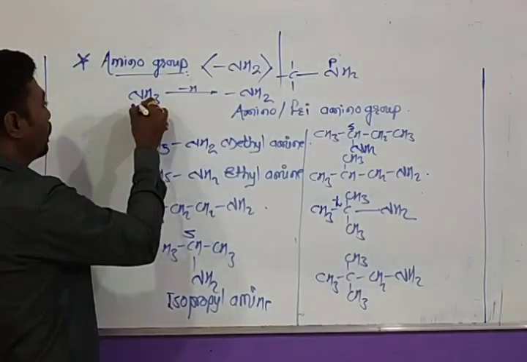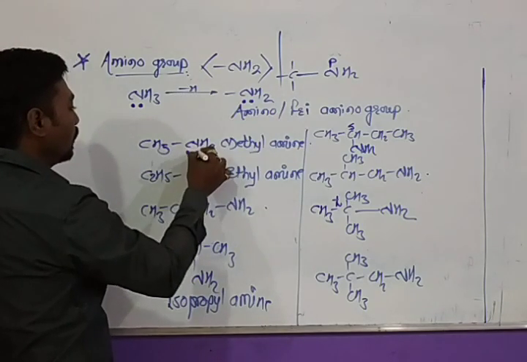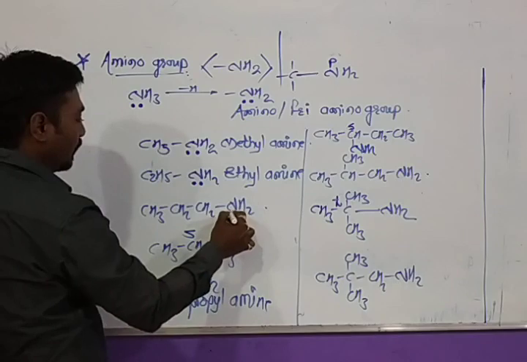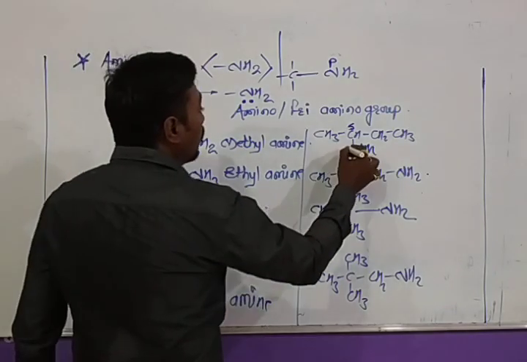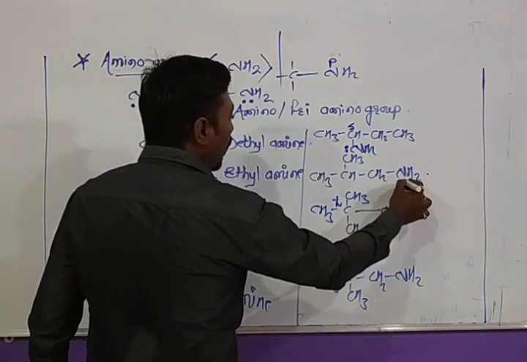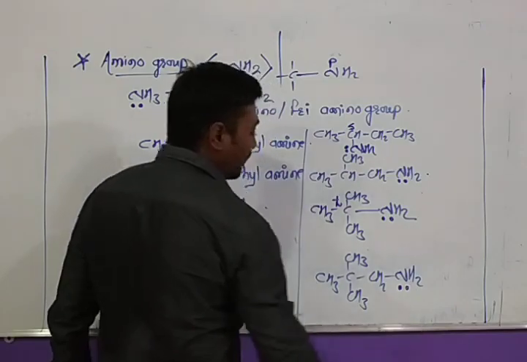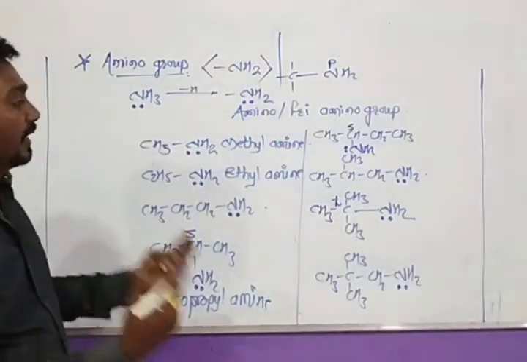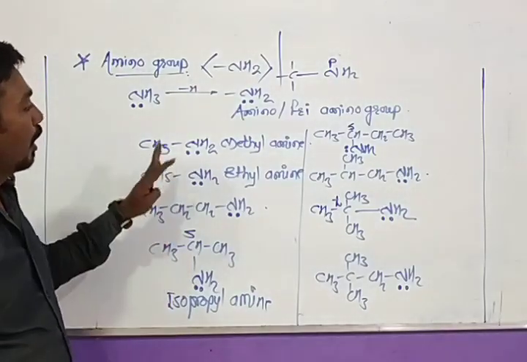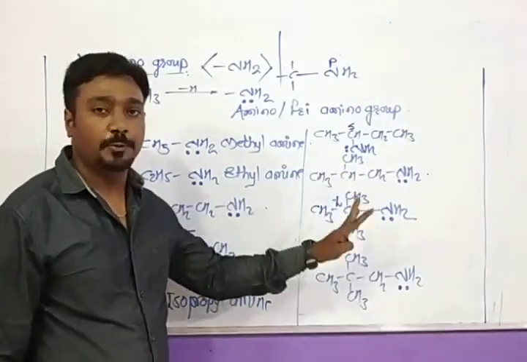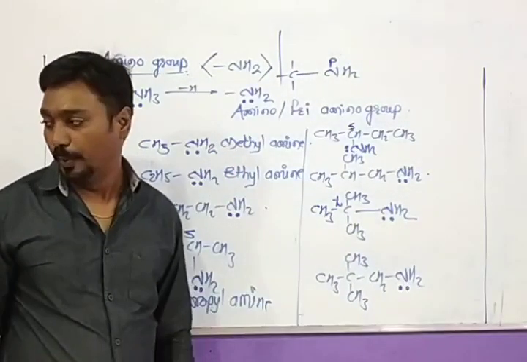Like ammonia, a lone pair is present on the amino group, and also in all amines. Due to the presence of this lone pair of electrons, all amines are basic in nature. They can donate the lone pair of electrons to form a coordinate bond. Therefore, all amines are Lewis bases, and all amines are nucleophiles.